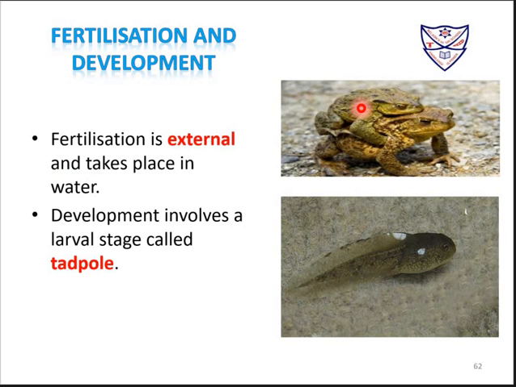Female frogs can lay up to 3,000 ova at a time. Fertilization is external. That means it takes place outside the body and it takes place in water. The development involves a larval stage, that is a tadpole, and then this undergoes metamorphosis. Metamorphosis means it will grow from a tadpole to an adult frog.